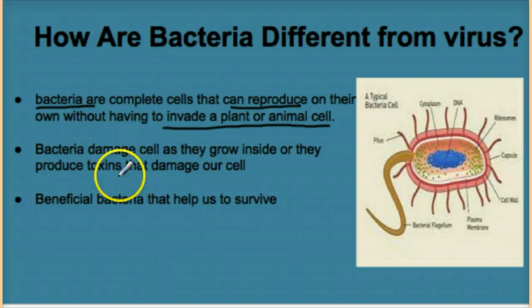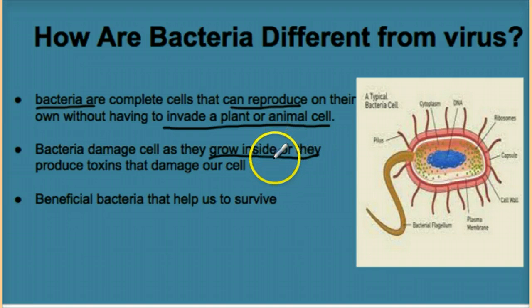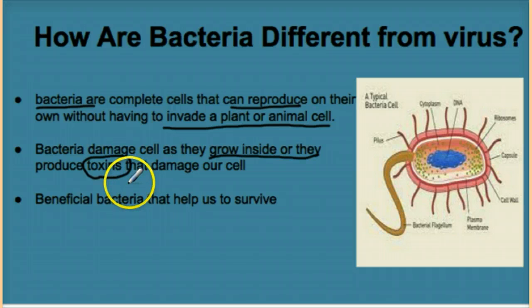Bacteria can cause damage by growing inside of your cell, and by growing inside of your cell, they can damage it, or they can produce a chemical called toxin. We know that a virus bursts your cell when it's ready to leave after it has reproduced. Bacteria don't burst your cell like that. They grow, and once they grow and cannot fit, the cell bursts, and they also produce toxins, which are chemicals that can damage your cells.